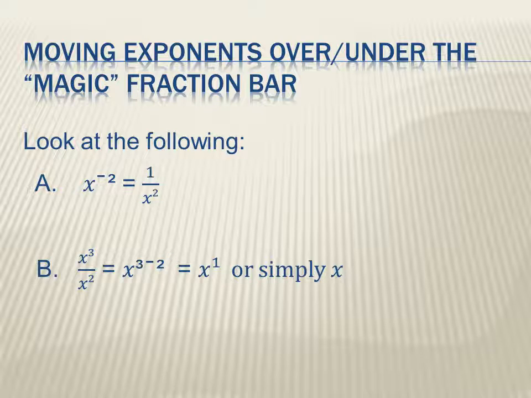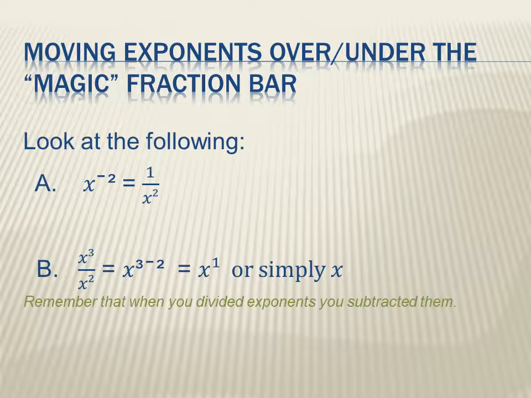Now we have x to the third over x squared. So remember before when you multiplied exponents, you added them? Remembering back, when you divided exponents, you subtracted them. So this is a quicker way of what we're doing on the other screen. It becomes x to the third minus the second, or x to the first, which we simply write as x.